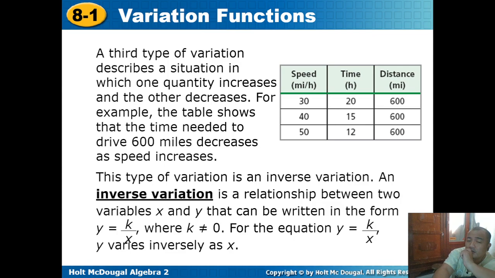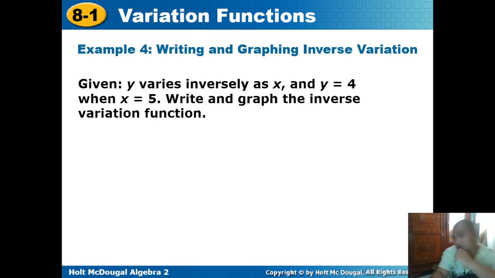An inverse variation is a relationship between two variables x and y that can be written in the form y equals k over x, where k is not equal to 0. For the equation y equals k over x, y varies inversely as x. So as the speed increases, the time decreases, inverse variation yan. As x increases, y decreases. The equation is y equals k over x. And to solve for k, we just multiply y by x. Unlike sa direct variation, to solve for k, we just divide y by x.